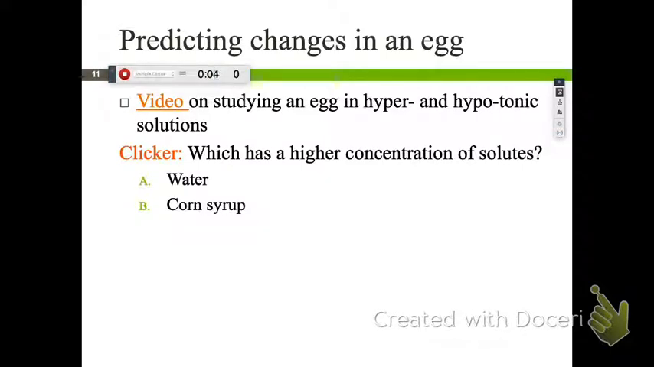All right. What has a higher concentration of solutes? Water or corn syrup? Go ahead and click in your response just to that question. Click in your response, please. Those of you who don't know what corn syrup is, it's that stuff that Budweiser is no longer using in their beer.